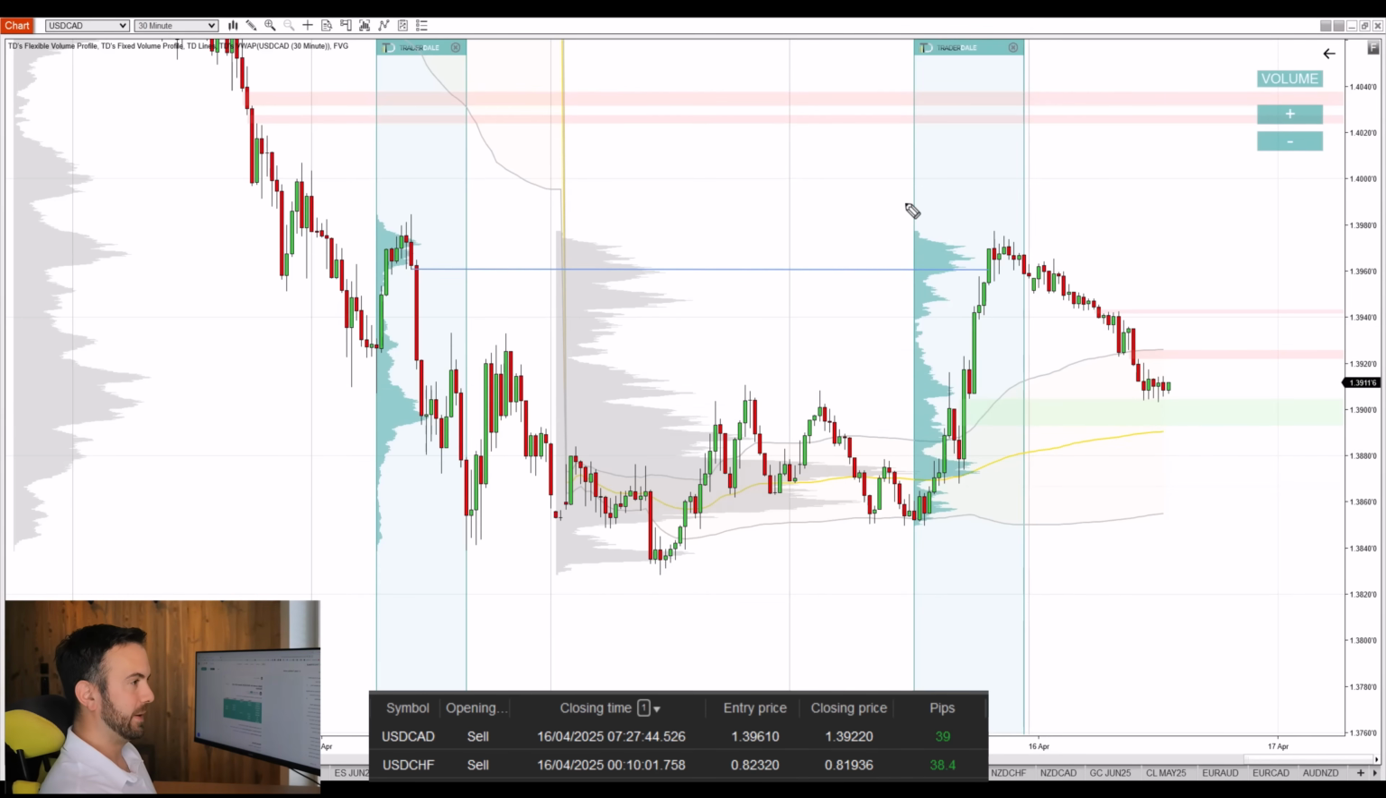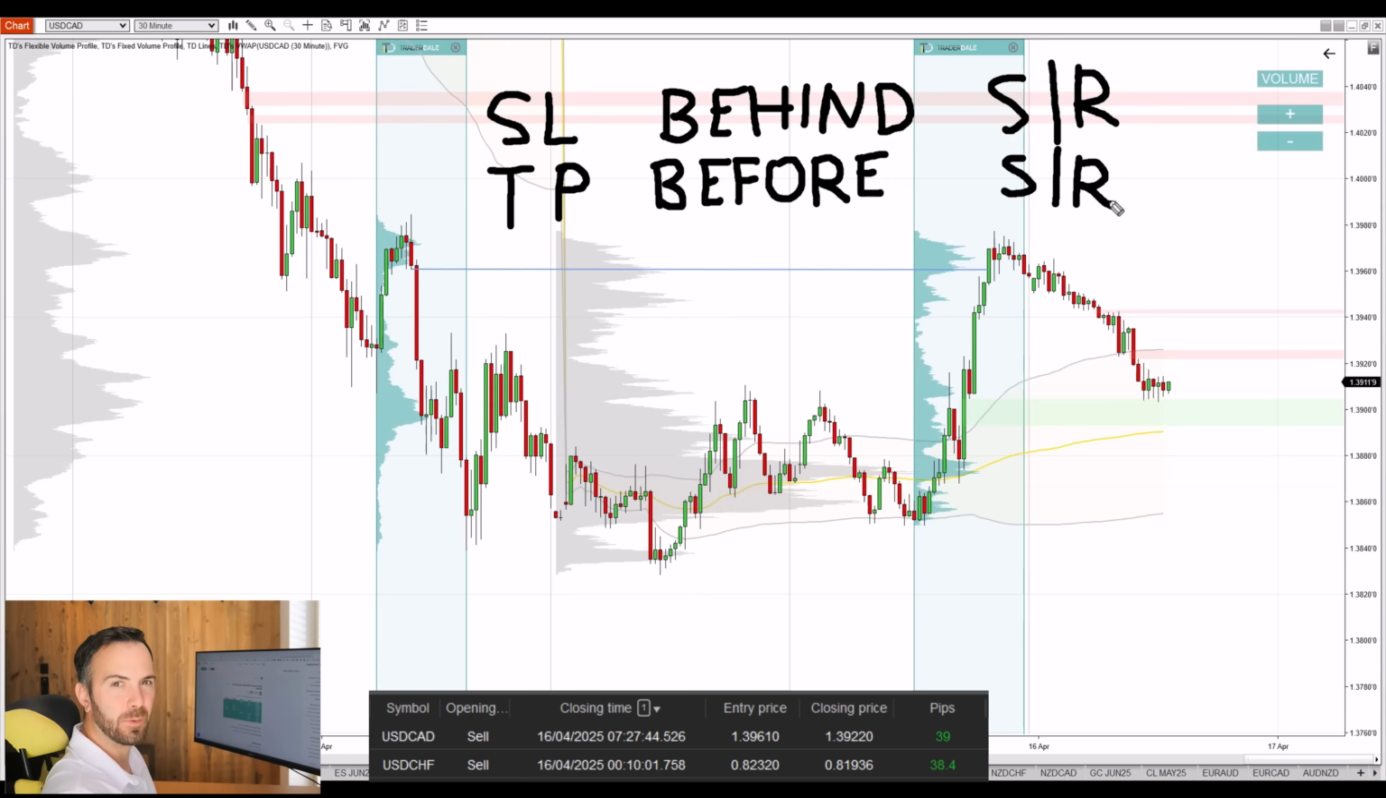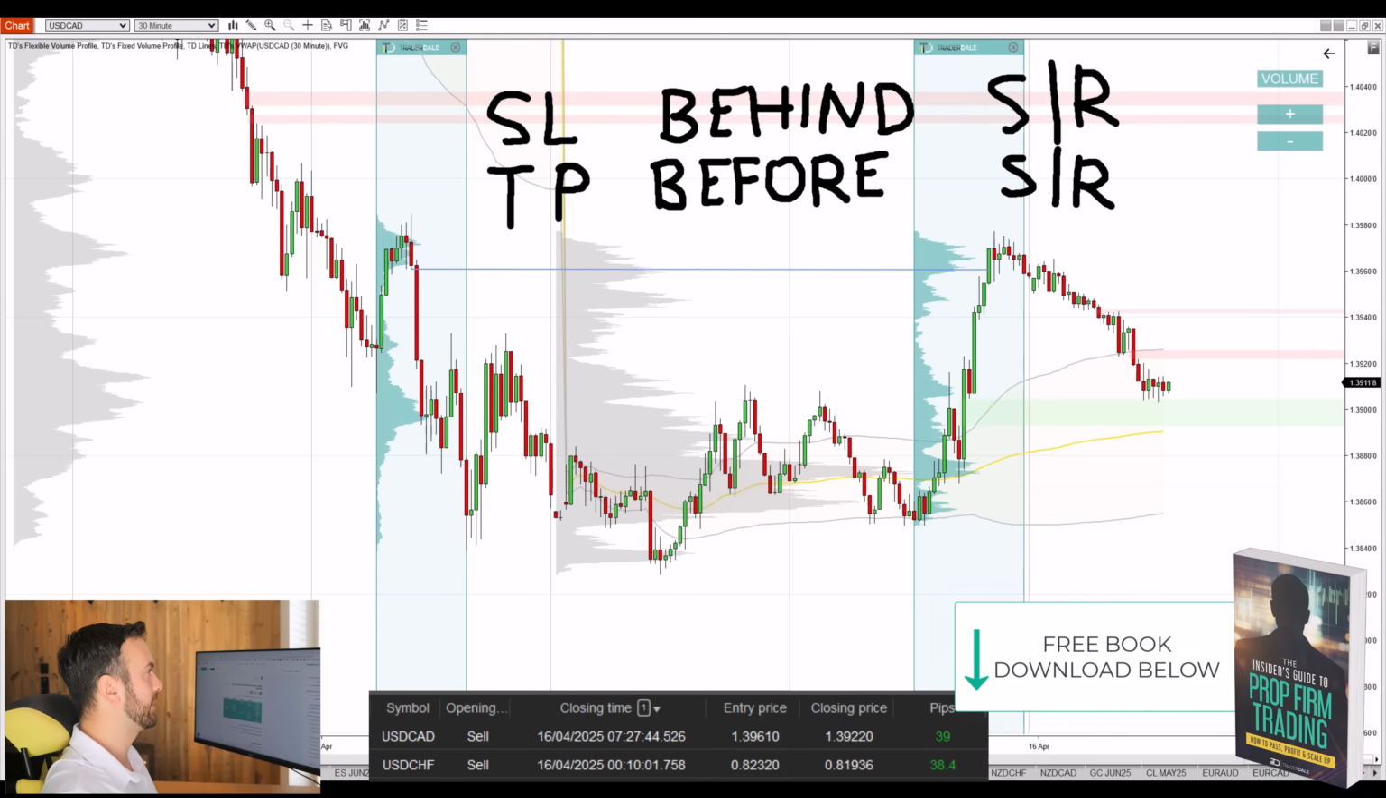So what I recommend is placing your stop loss behind a support or resistance zone and your take profit before a support or resistance zone. And the cool thing about this is that when the volatility changes, the support and resistance zones also get wider or tighter. So they adapt. The chart adapts, and this automatically adapts your stop loss and take profit according to the volatility, right? Let me show you on those examples, it will be way clearer.